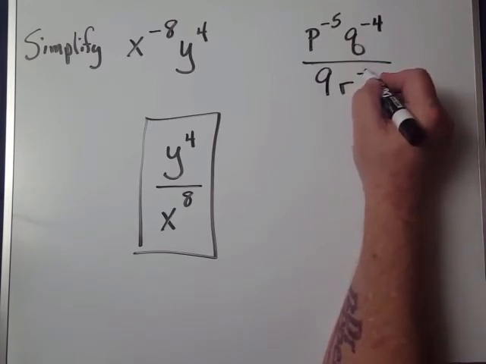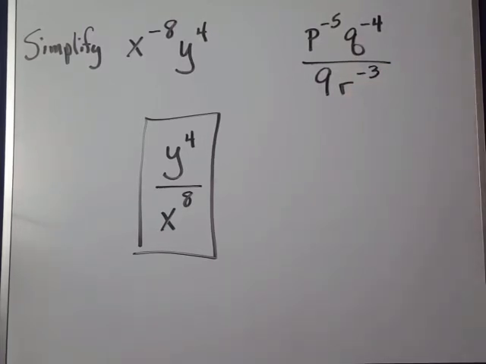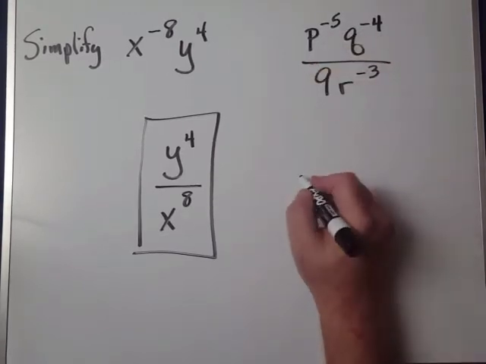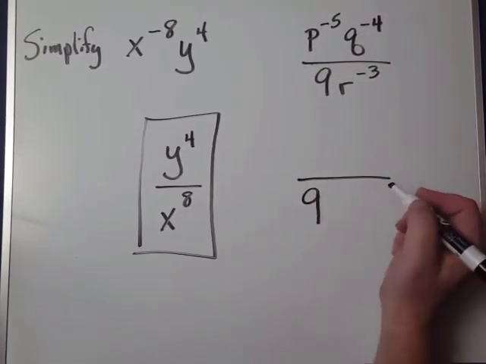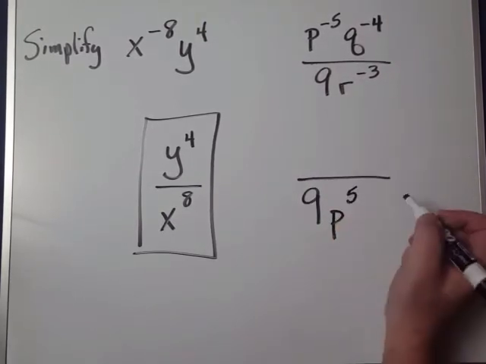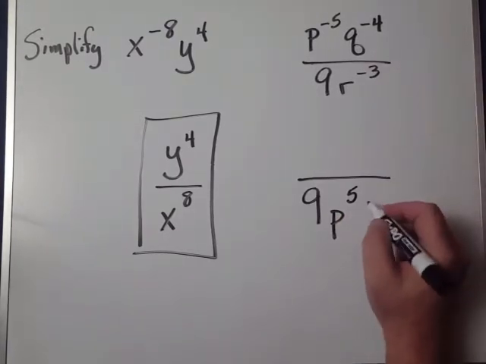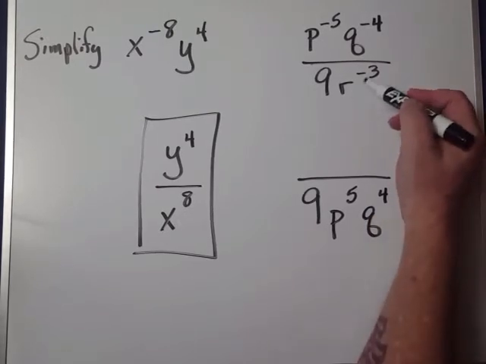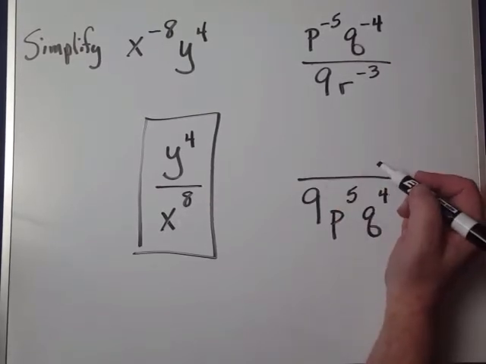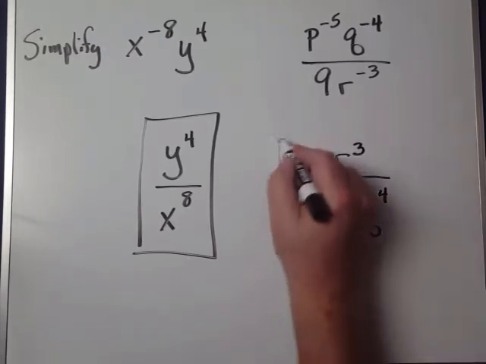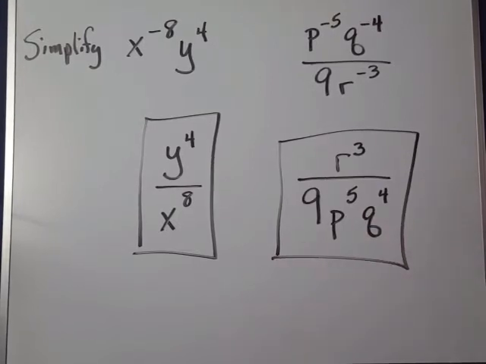There are no like bases. There are no parentheses. All we need to do is deal with our negative exponents. And so, that 9 in the bottom is going to stay right where it is. P to the negative 5 in the top becomes P to the positive 5 in the bottom. Q to the negative 4 in that numerator is Q to the positive 4 in the denominator. And drag this r to the negative 3 across the fraction bar. R to the negative 3 in the bottom becomes r to the positive 3 in the top. And that's all we need to do there.